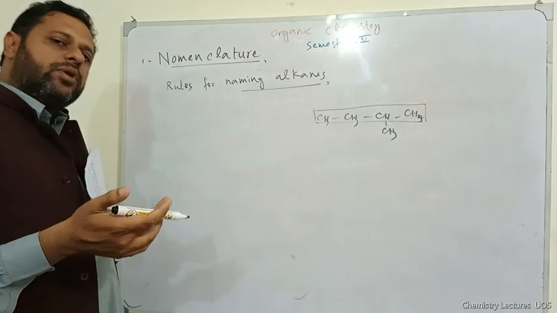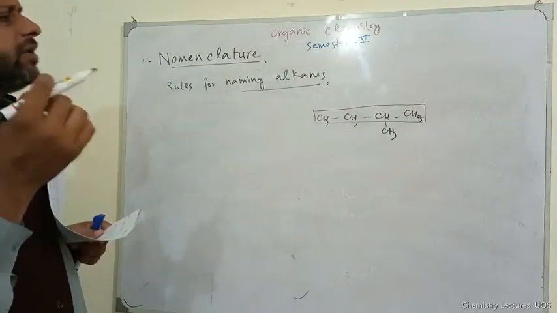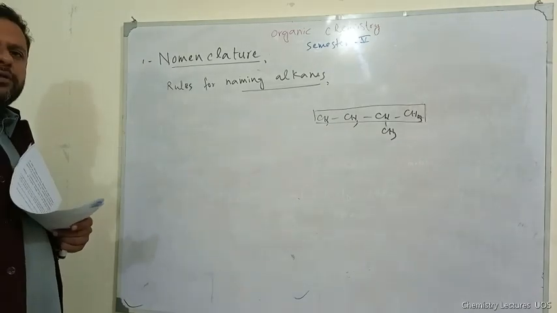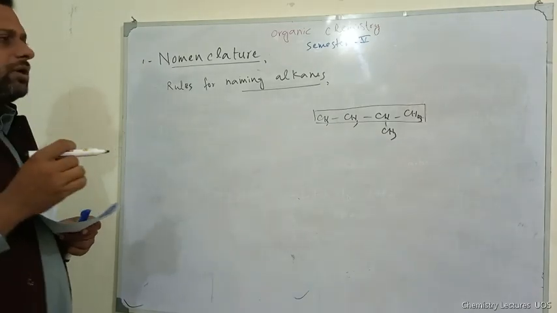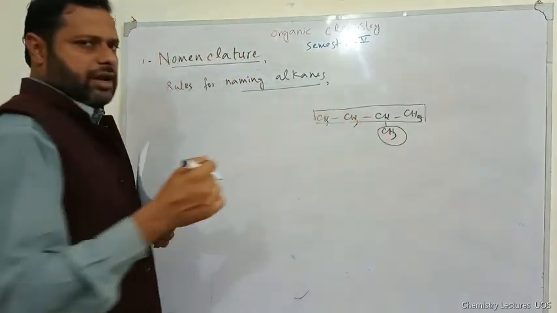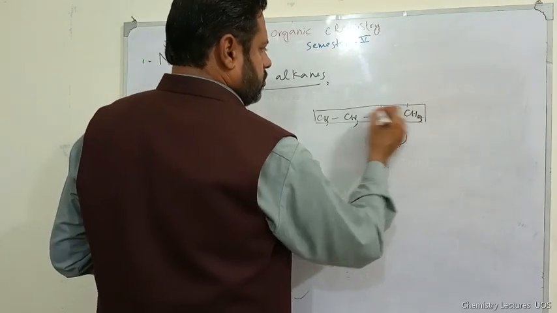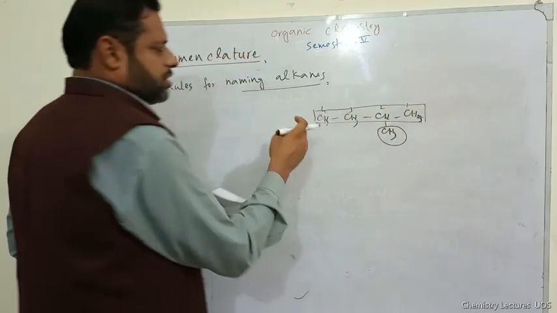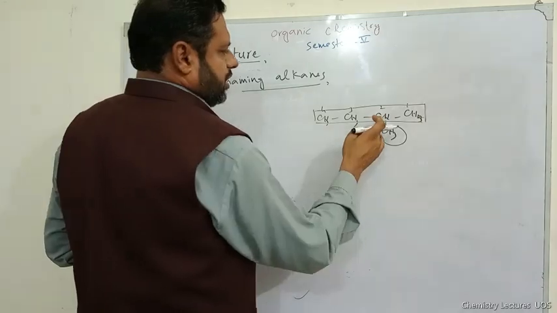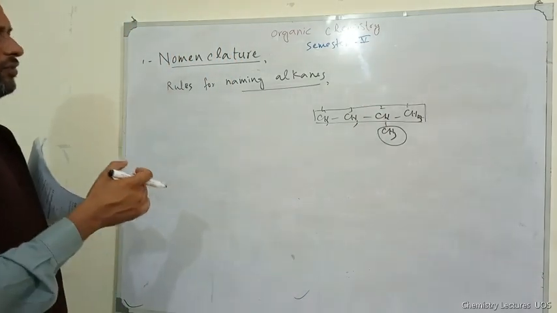Then we have to give the numbering of this organic compound. So we will start numbering from that side which will give the lowest possible number to the substituent present on the branch. So here we have a substituent. This is called an alkyl, a methyl substituent. So we will start numbering from here, 1, 2, 3, 4. Because if we start numbering from here, it will give the number three. So now we'll write the name of this compound.